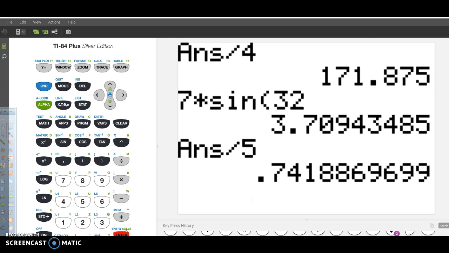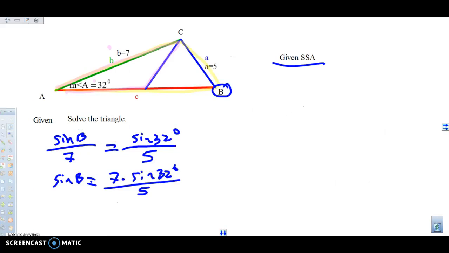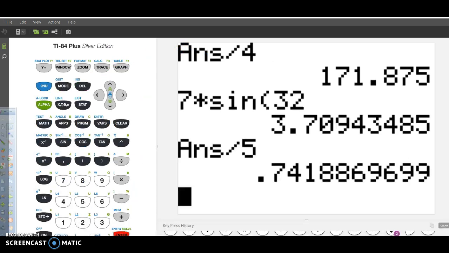So we get 0.741. So I know that the sine of angle B is about 0.741. Now what I'm not going to do is round this, but I'm going to figure out a possibility for the measure of angle B. So I'm going to go to my calculator and say one of the possibilities for angle B is the sine inverse of the answer.